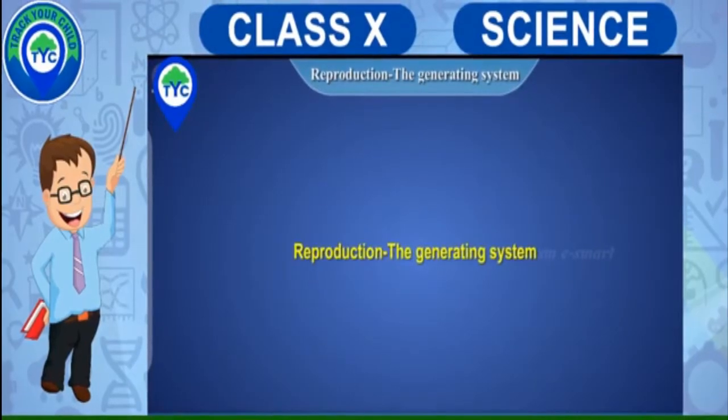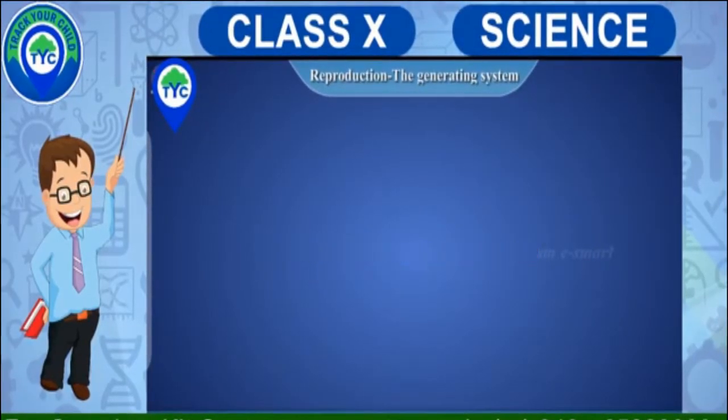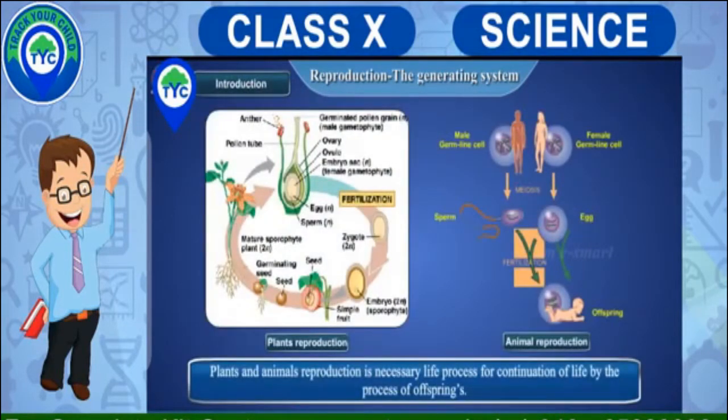Reproduction, the generating system. Introduction. Plants and animals' reproduction is a necessary life process for the continuation of life by the process of producing offspring.